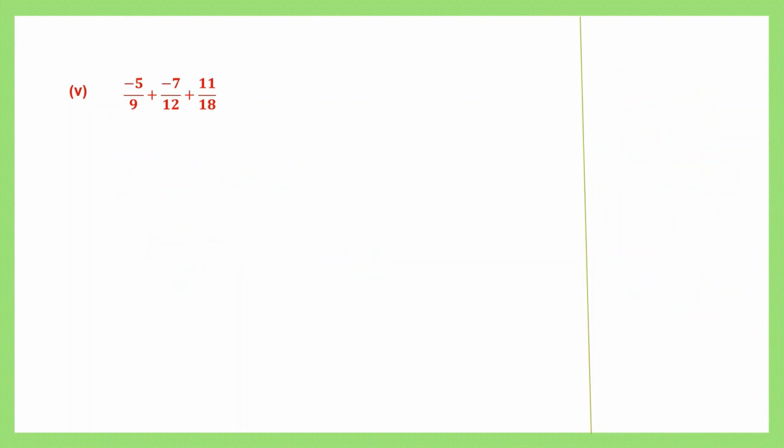Question 5. Now here we have three rational numbers, minus 5 by 9 plus minus 7 by 12 plus 11 by 18. So all this is addition. So let's write that down. Minus 5 by 9 plus minus 7 by 12 plus 11 by 18. Now let's find the LCM of the denominators 9, 12 and 18. So let's begin with 3. 3 3's are 9, 3 4's are 12, 3 6's are 18.